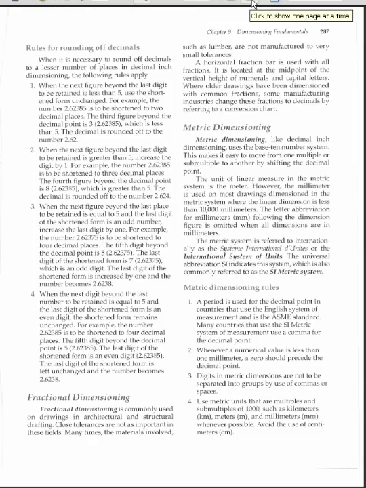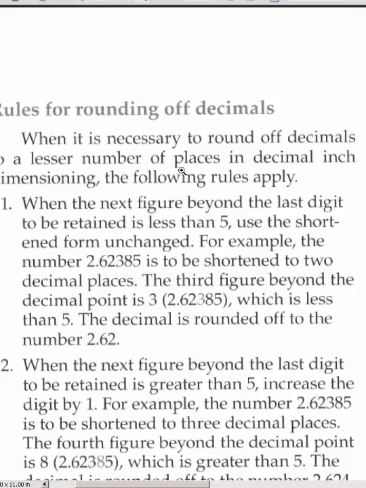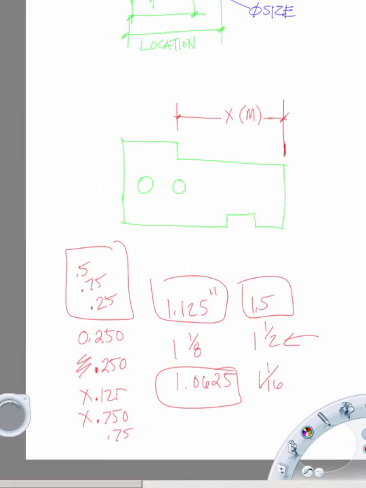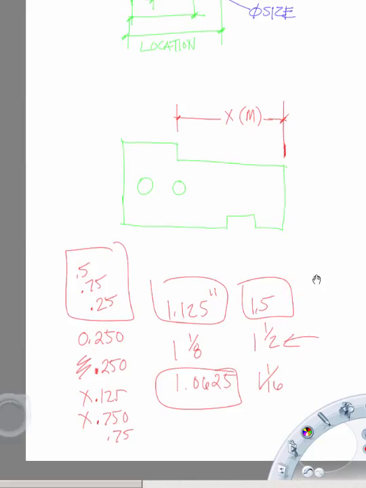Now, beyond that, there are other rules. Here are some rules for rounding off decimals. Let's take a look at some of these. When the next figure beyond the last digit to be retained is less than 5, use the shortened form unchanged. For example, a number is to be shortened to 2 decimal places. The third figure beyond the decimal point is 3, which is less than 5. The decimal is rounded off to the number 2. So this is just typical rounding, whenever you're rounding to whatever decimal you want to keep it at.